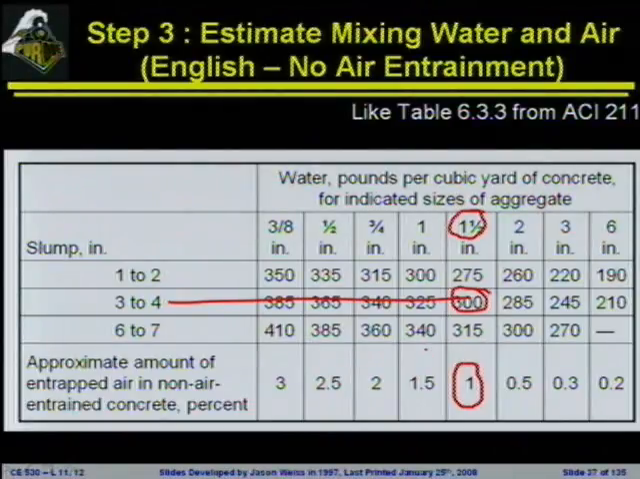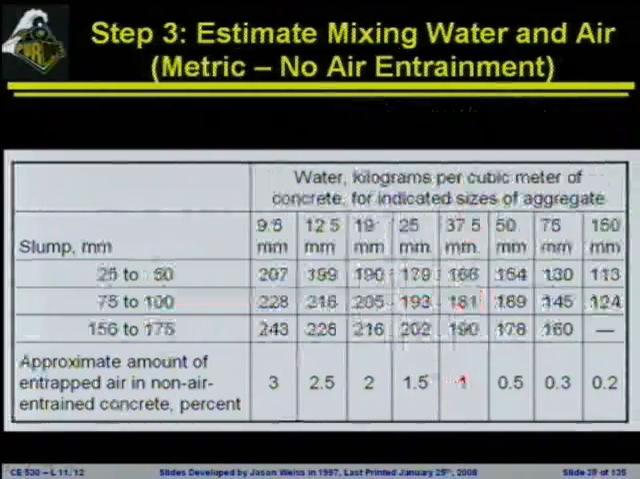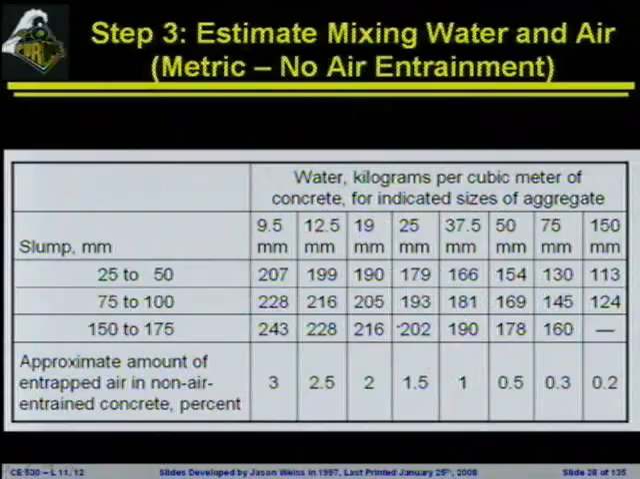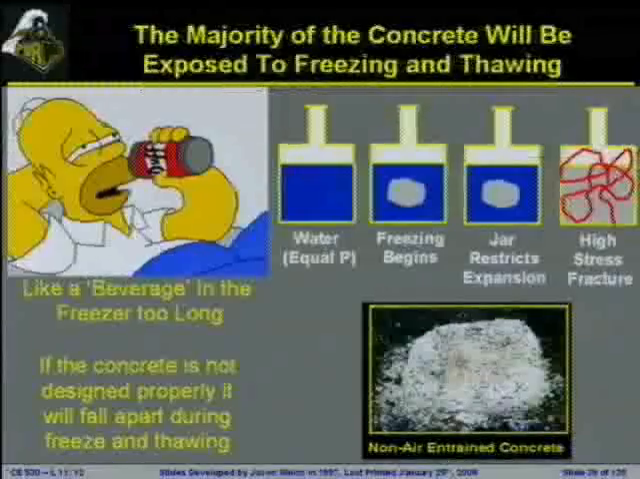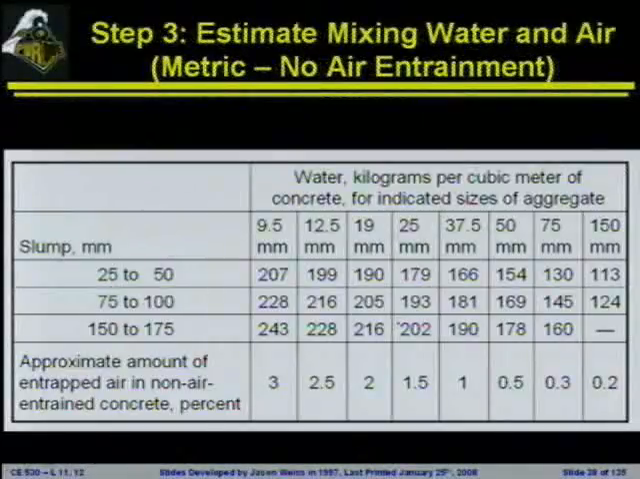This would be entrapped air or air that is trapped into the system by the mixing process. Okay? And it's just a simple rule of thumb that's on the bottom of this graph. Same information given when we look at the graph in metric units. Okay. Questions on this up to this point?